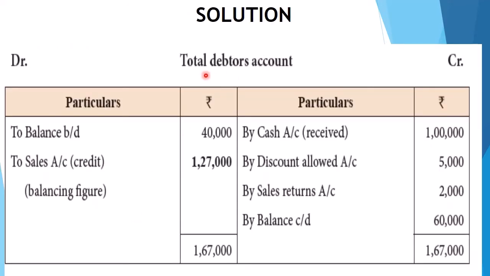Solution. Total debtors account, to balance brought down, it is 40,000. By balance carried down, it is 60,000. Then it was given cash received, so that is 1 lakh. By discount allowed, it is 5,000. By sales return account, it is 2,000. So when we balance this account, it is 1,27,000 balancing figure. This is the credit sales.